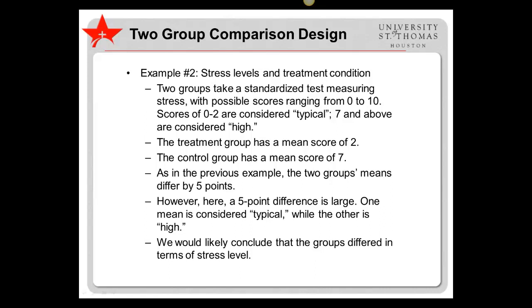Here is another example, stress levels and treatment condition. Two groups take a standardized test measuring stress, with possible scores ranging from 0 to 10. Scores of 0 to 2 are considered typical. 7 and above are considered high. The treatment group, who receives some sort of intervention to decrease stress, has a mean stress score of 2. The control group, who did not receive the special intervention, has a mean stress score of 7. As in the previous example, the two groups' means differ by 5 points. However, here, a 5-point difference is large. One mean is considered typical while the other is high. We would likely conclude that the groups differed in terms of stress level, with the treatment group doing better than the control group.